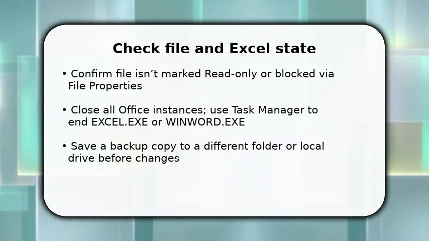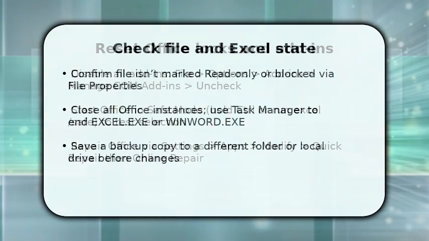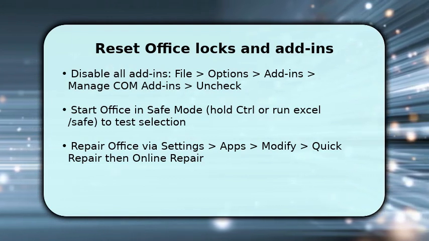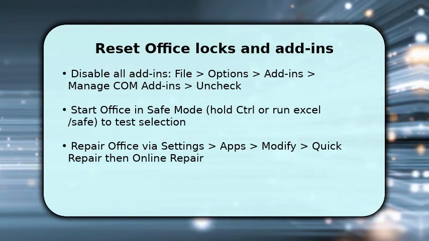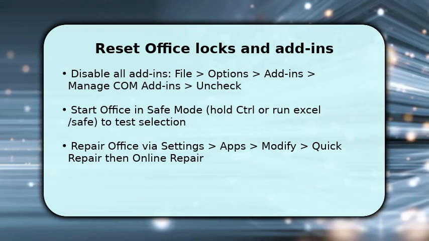Now you address internal Office causes. Disable COM and Excel add-ins because they often intercept selection. Once disabled, restart Office in safe mode to test whether selection is still locked. If safe mode fixes it, re-enable add-ins one at a time to identify the culprit.